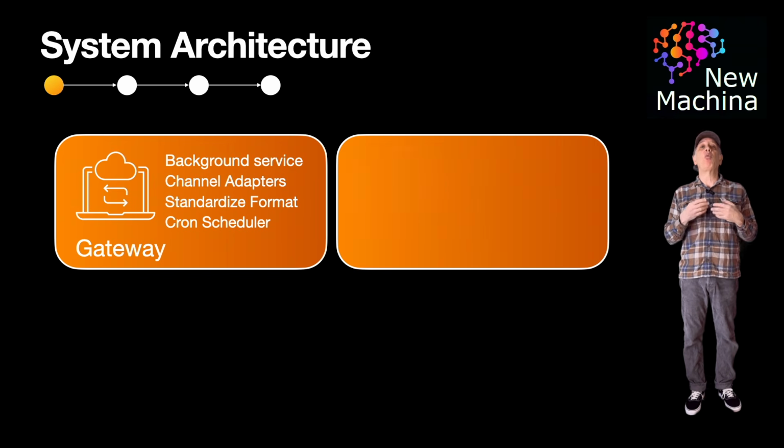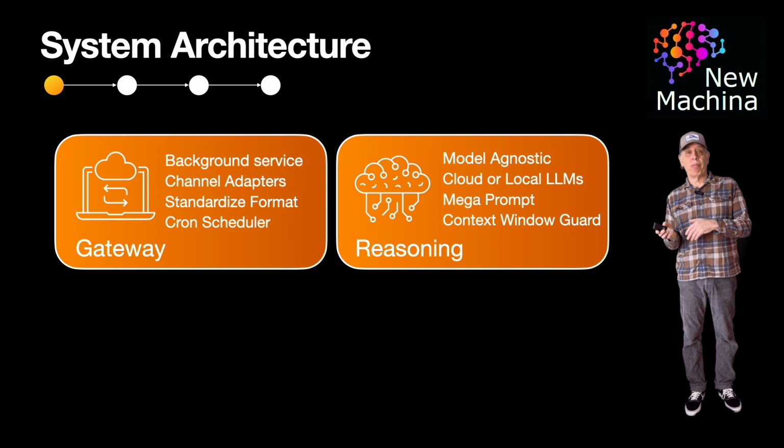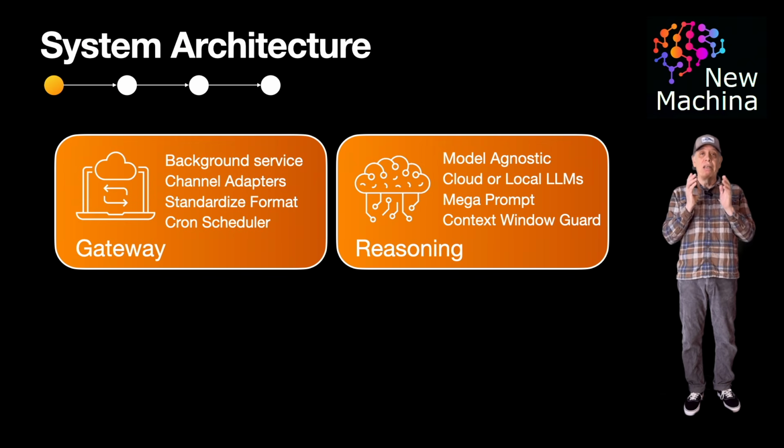So next, how does a reasoning layer work in OpenClaw? Well, this is an orchestration engine that handles integration with LLMs. Now, this layer is model agnostic. It can integrate with cloud-based LLMs such as Claude or GPT, or with locally running models via Ollama or vLLM.